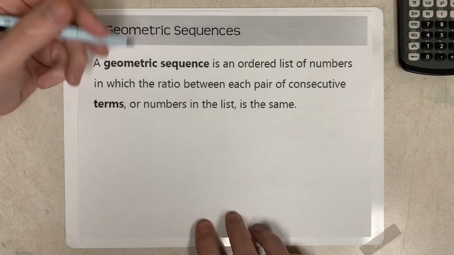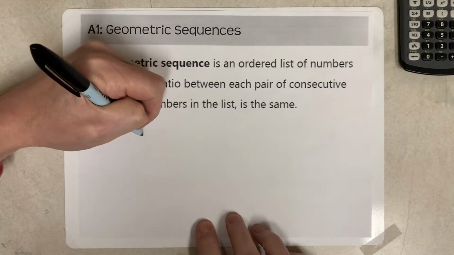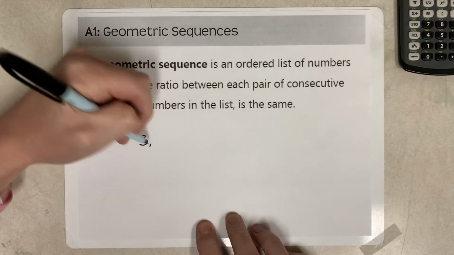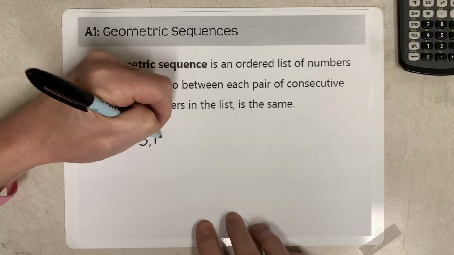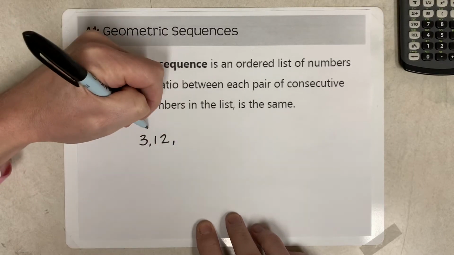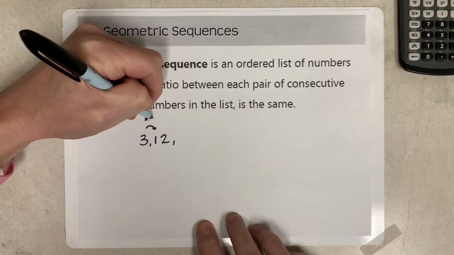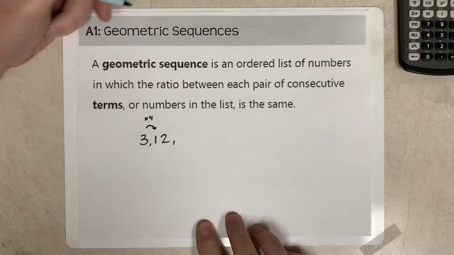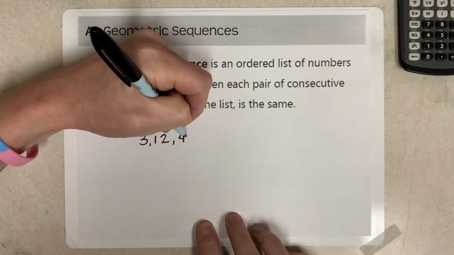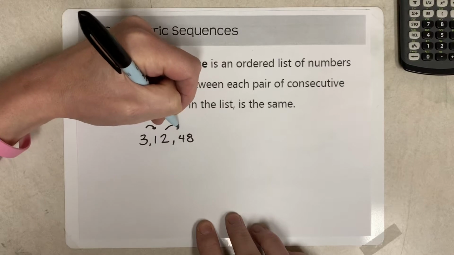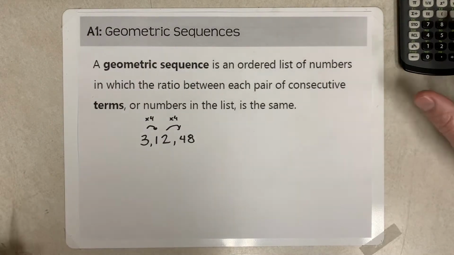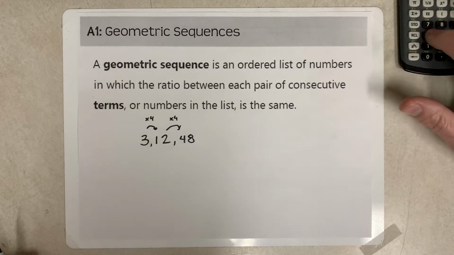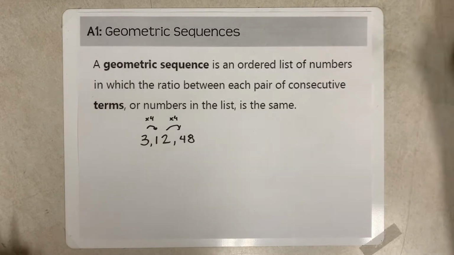So let's say we start with the number 3. And let's pick a number to multiply by 3. Let's say 4. 4 times 3 would be 12. So to go from 3 to 12, we multiply by 4. Well, if we do that again, we're going to get 48. We'll multiply by 4 again. Now, if we take 48 and multiply by 4 again, we're going to get 192.